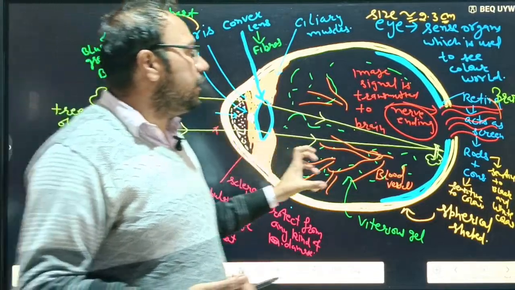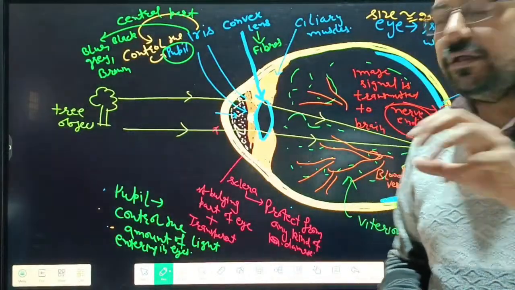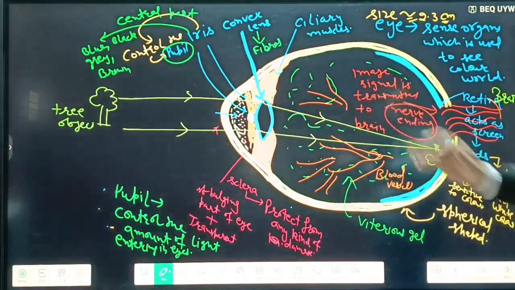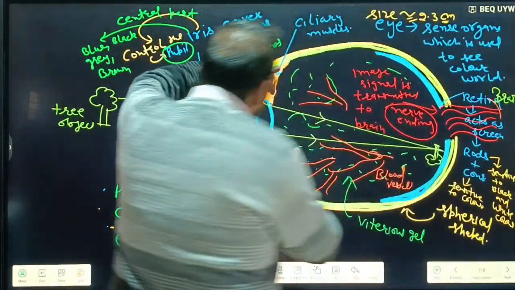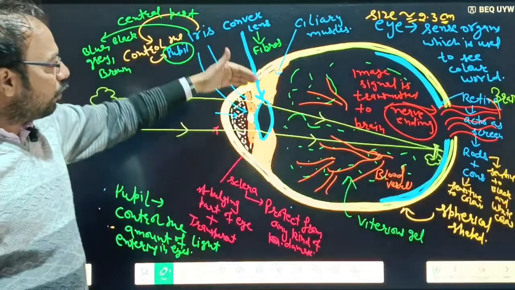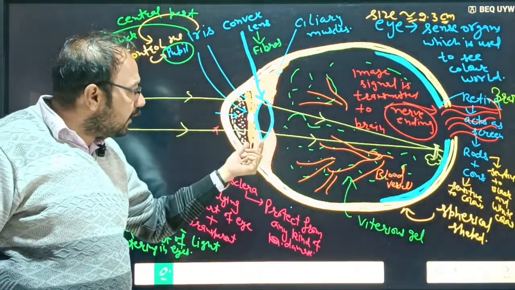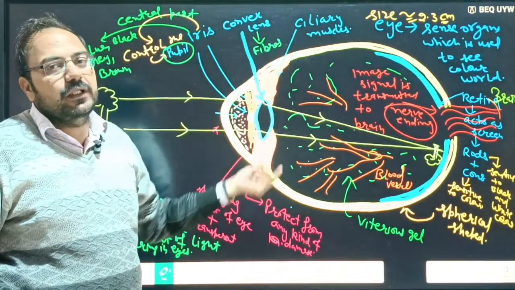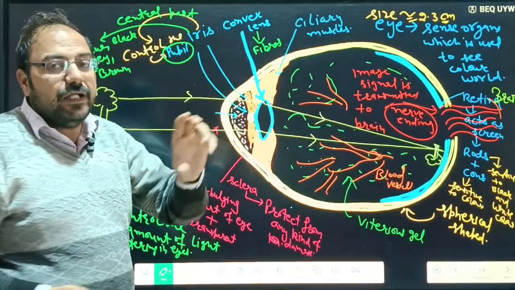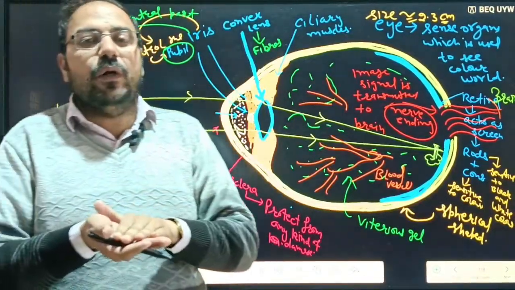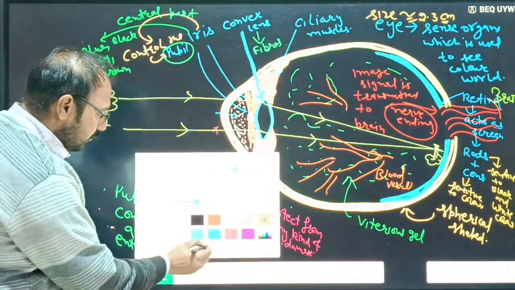So the question is, how do we see a distant object or a nearby object with the help of a lens? This lens can change its size. So how can it change its size? The size of the lens we can change with the help of the ciliary muscles. For example, if the size of this lens is reduced, what happens? Focal length decreases.